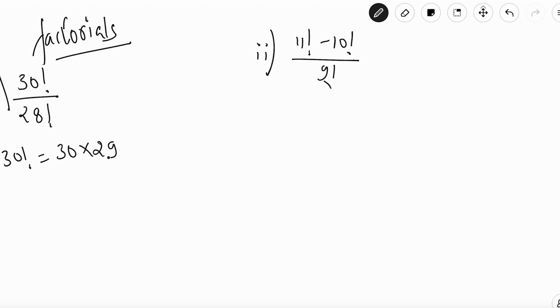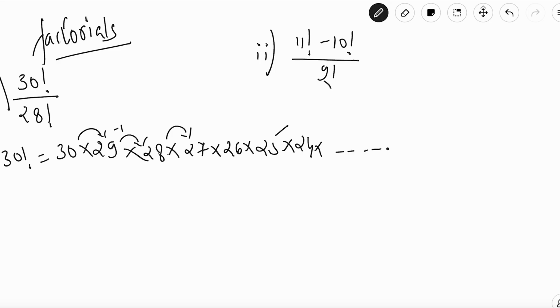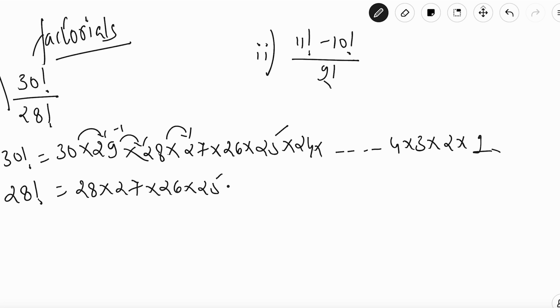So 30 minus 1 will be 29. When we minus 1 from 29, it will be 28. Similarly, 28 minus 1 will be 27, 26, 25, 24 till 4 into 3 into 2 into 1. So this is 30 factorial. Similarly, 28 factorial will be 28, minus 1 will be 27, minus 1 will be 26, then minus 1, 25, till 4 into 3 into 2 into 1.